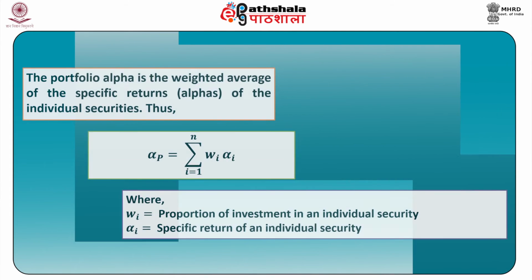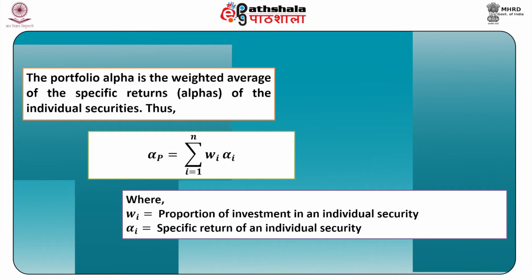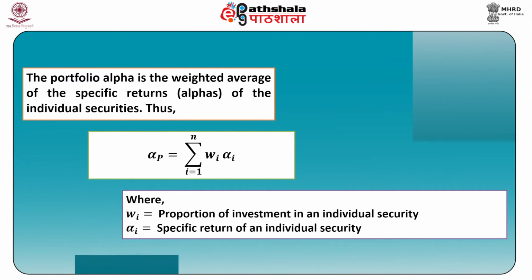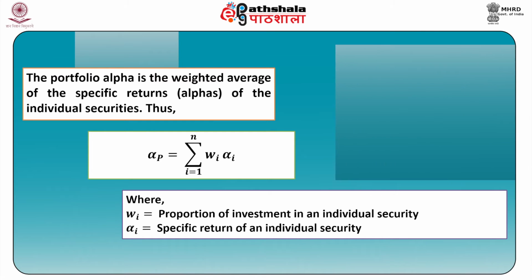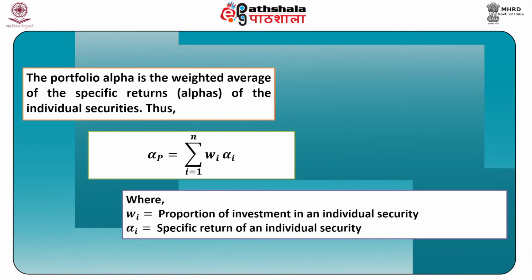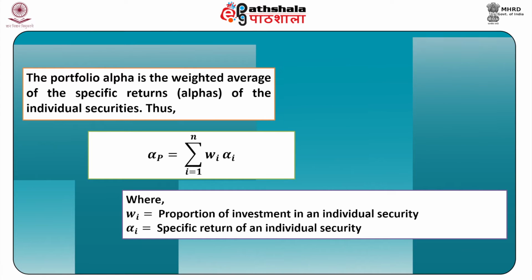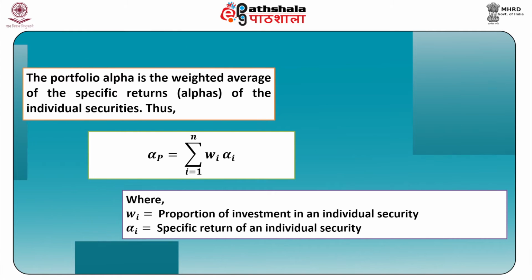Similarly, the SIM expression for the expected return of a portfolio may be taken as portfolio alpha plus portfolio beta times expected market return. Thus, Rp bar is equal to alpha p plus beta p into Rm bar. Equation 4. The portfolio alpha is the weighted average of the specific return alphas of the individual securities. Thus, alpha p is equal to summation of i equals 1 to n, Wi into alpha i.